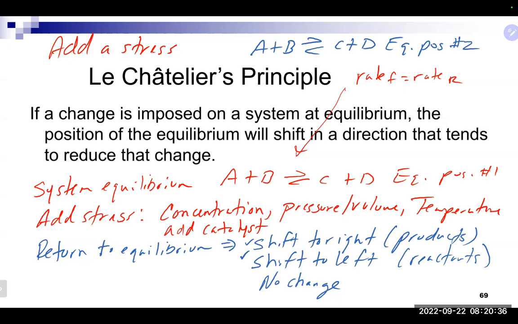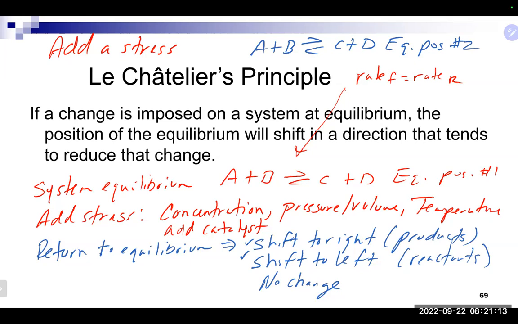So that's the idea of Le Chatelier's principle. You have this nice system at equilibrium, somebody does something to it, stresses it out, messes up the equilibrium, so we're no longer going back and forth at the same rate. The reaction will adjust to either go to the right to make more products to reach equilibrium again, or go to the left to make more reactants to reach equilibrium again, and then it will come back to an equilibrium position. Will it end up with the same amount of reactants and products as it started with? The answer is maybe not.